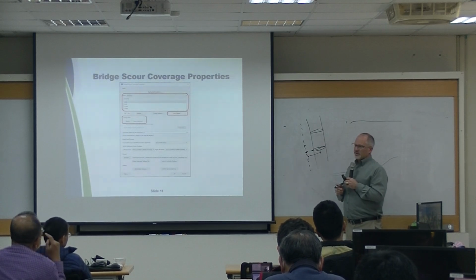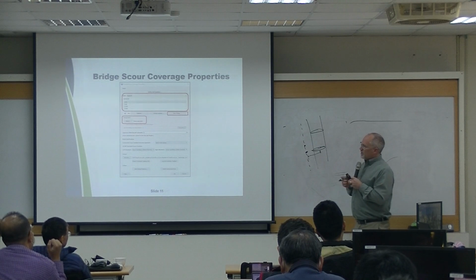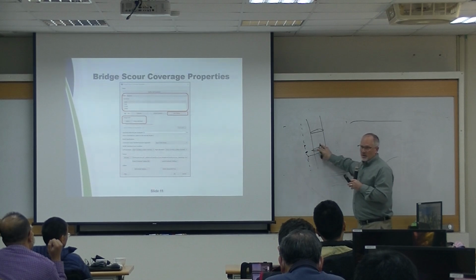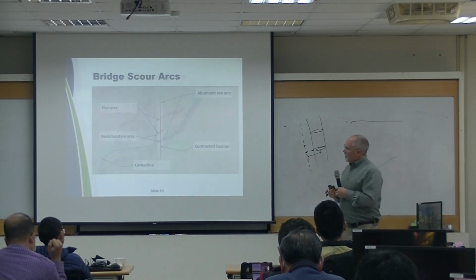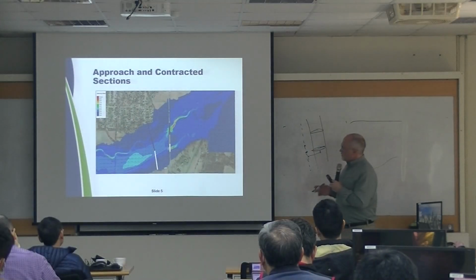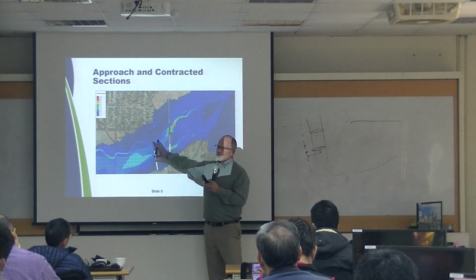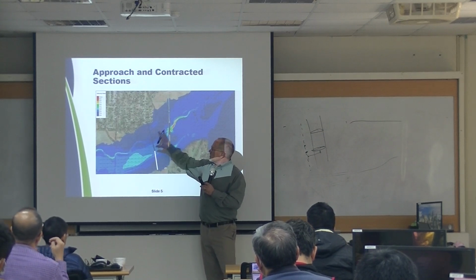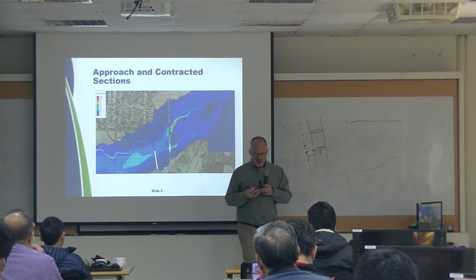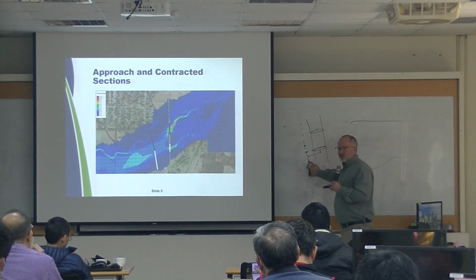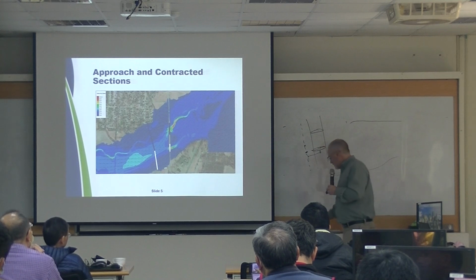Good questions. What I don't want you to get confused about is this is how we extract velocity and depth for pier scour. The approach section is used for contraction scour. So the approach section and contracted section are used for contraction scour. What we've been talking about here is used for pier scour. But excellent questions.